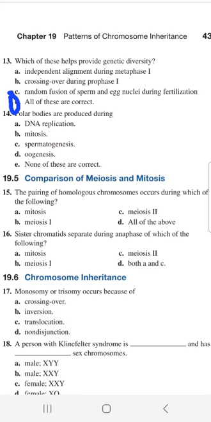Polar bodies are produced during DNA replication, mitosis, spermatogenesis, or oogenesis. This is basically the process of forming sperm and the process of forming ova.